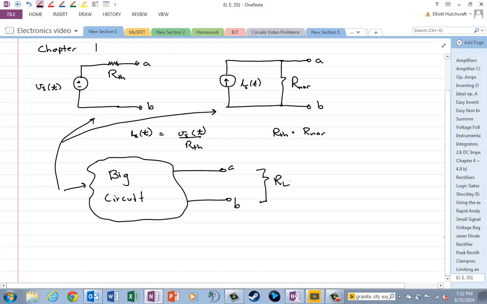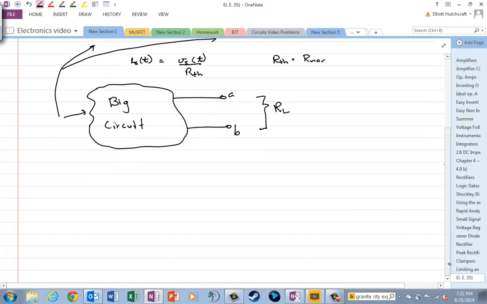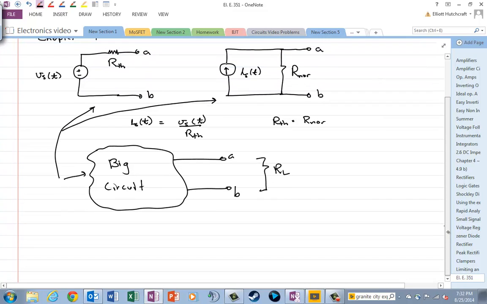Okay, one of the things that you will often see is, remember, what if they want to know about a signal source, and they talk about what's the Thevenin equivalent resistance of that signal source.